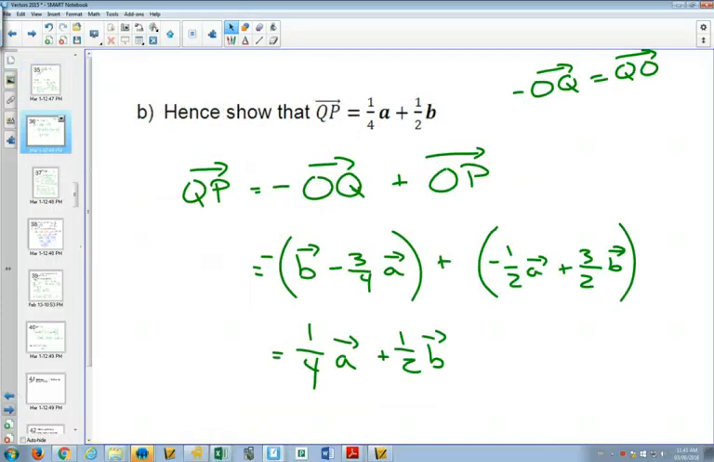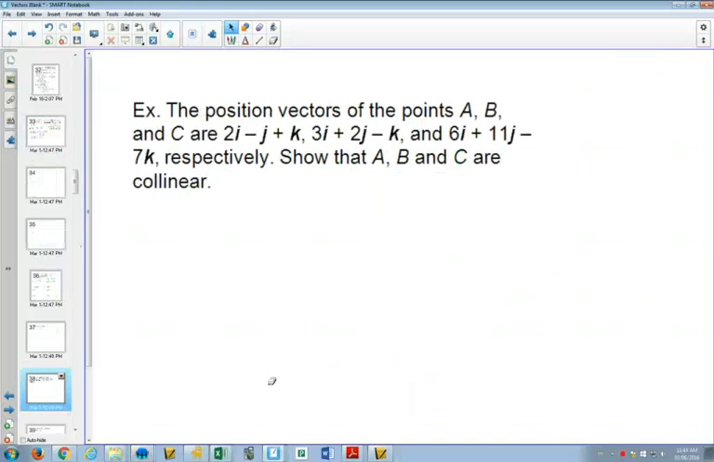Go back to this one. So we've got, in 3 dimensions, 3 position vectors of points A, B, and C. And we want to show that all 3 of these points, A, B, and C, happen to be perfectly on a straight line.